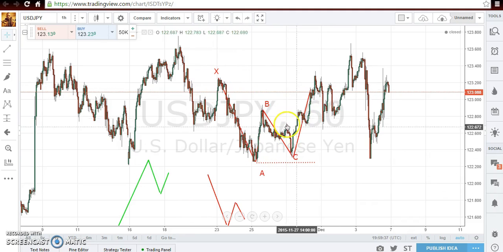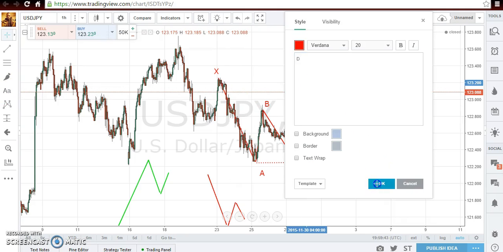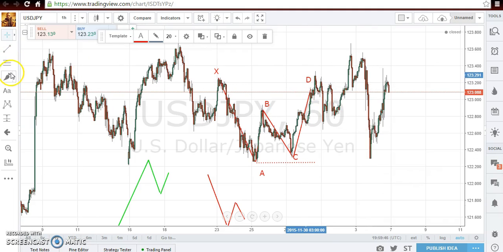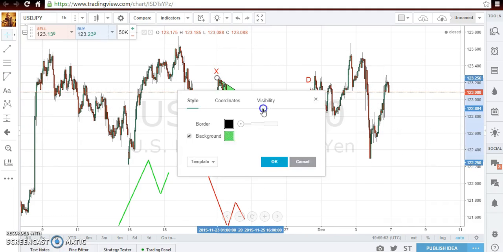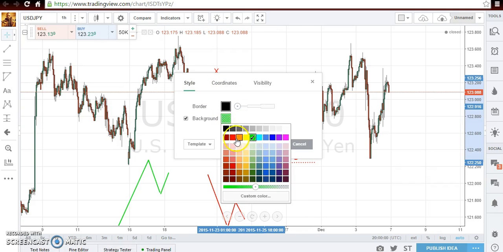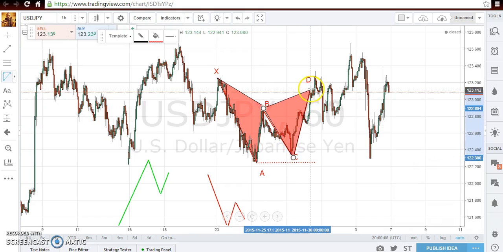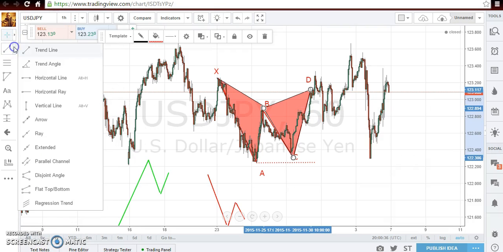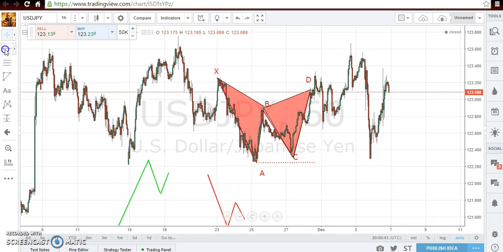So looking at this chart now, we've got a complete and perfect Gartley pattern. Let me go ahead and label that as D. And guys, to make things pretty, I'm going to complete the triangle. It's not really important. I'm going to change that to red because it's a bearish Gartley pattern. Because it's a bearish Gartley pattern, we would be expecting this market to come into D and then reverse and go back down.